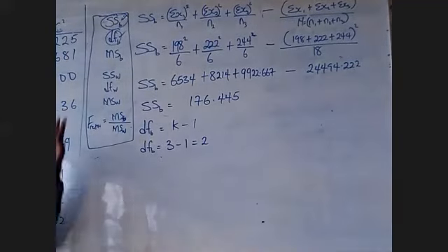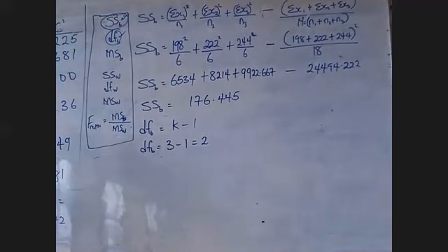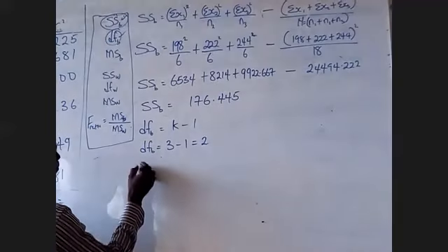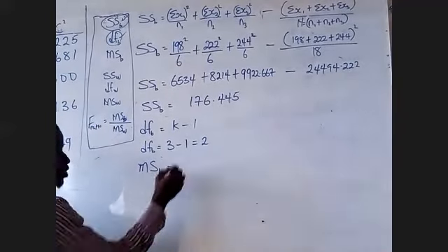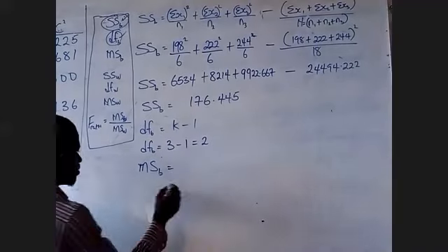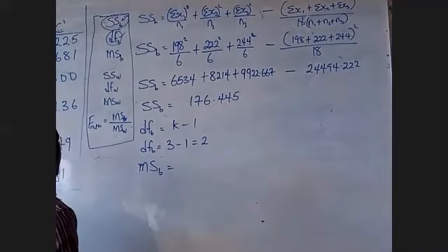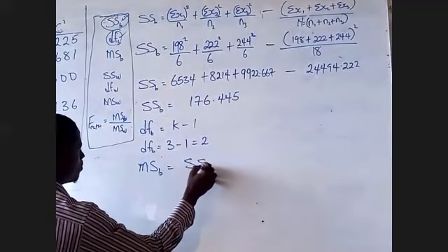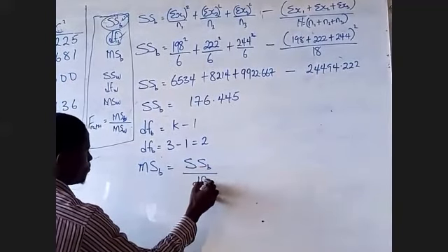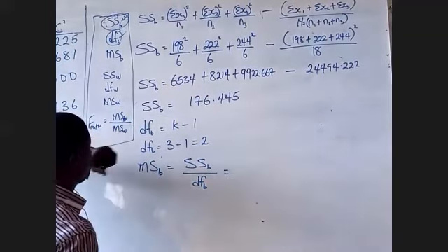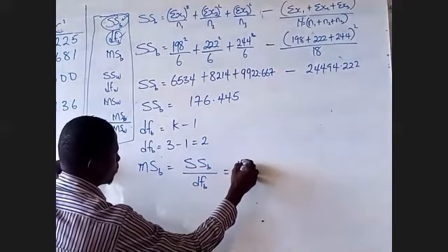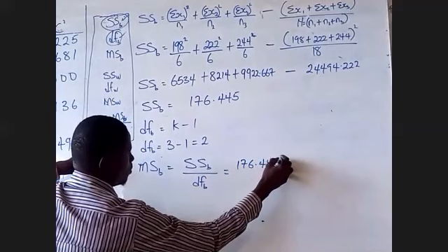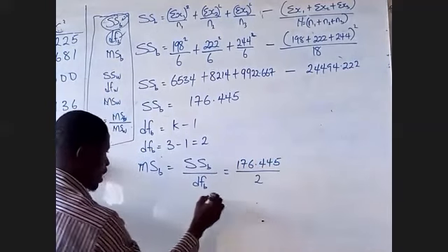Now let's go to MSB. What is MSB? This is the mean square between the groups. So let's find our MSB. This is the formula for MSB again: SSB over DFB, divided by 2. And that will give us what?